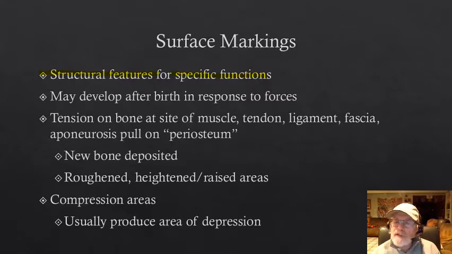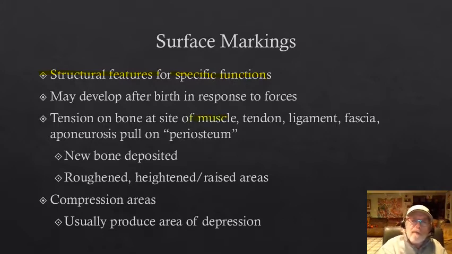But what happens is sometimes these lumps and bumps on a bone. A bone is not like a piece of PVC pipe. It's not just a tube. There are lumps and bumps and grooves and troughs and crests and all kinds of things on these bones, and they're all for a specific reason. Some of these will develop later on down the road. They might not be there immediately, but they will develop after birth in response to various forces or pressures that are naturally supposed to be placed on the bone.